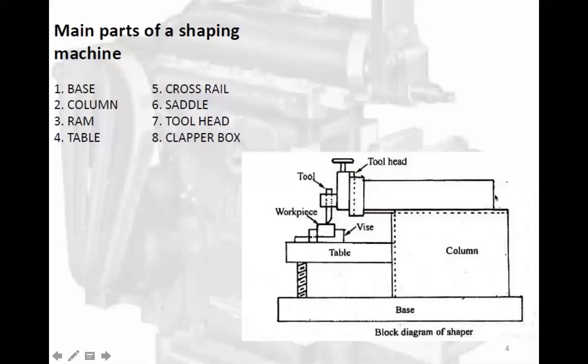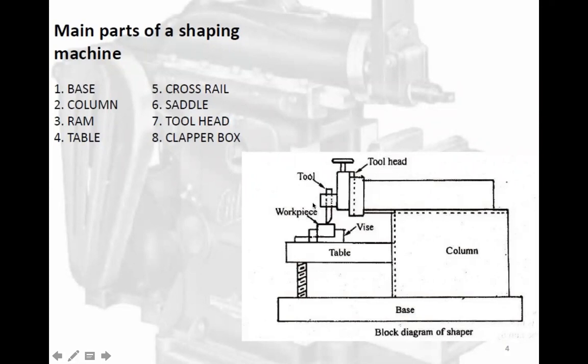On which your complete RAM is moving. So the saddle is mounted on this, and whatever ways are there, that's also part of the saddle. So this is the saddle, and the tool head, on which you are mounting the tool. So this is the tool head, and one more important part is there in the shaper.